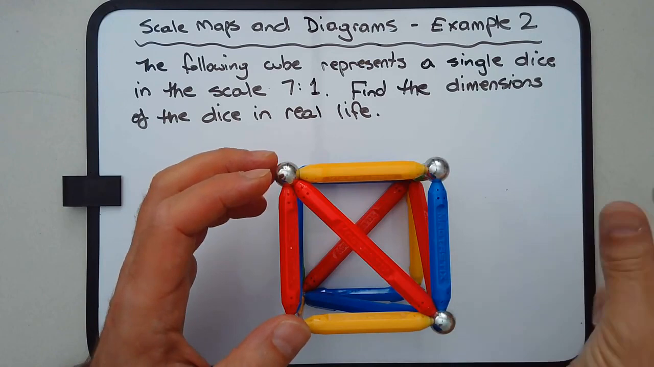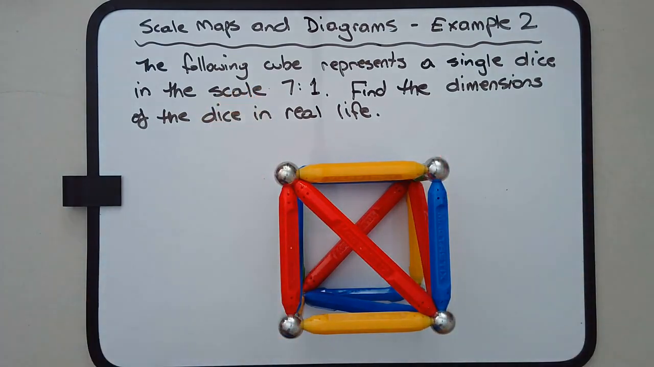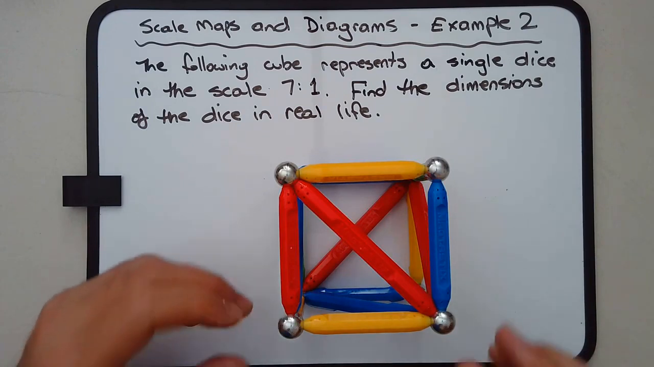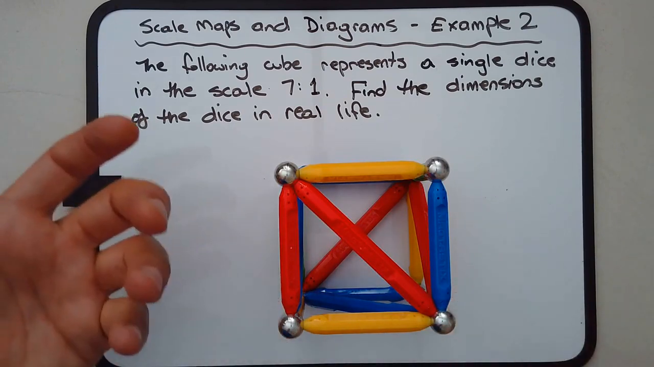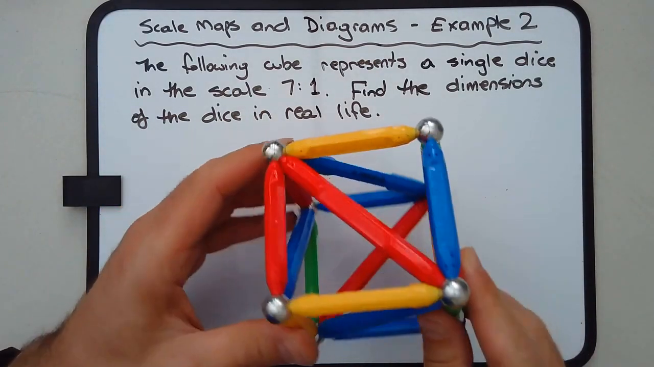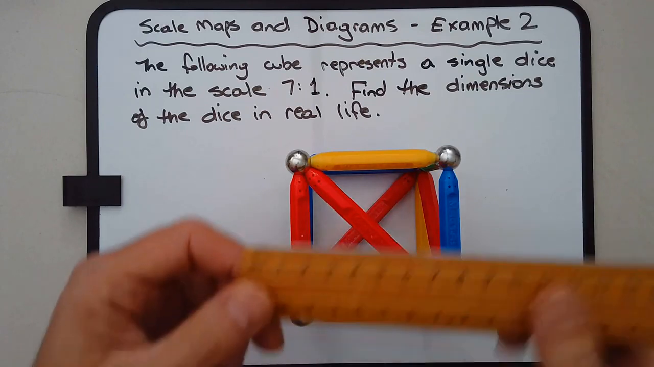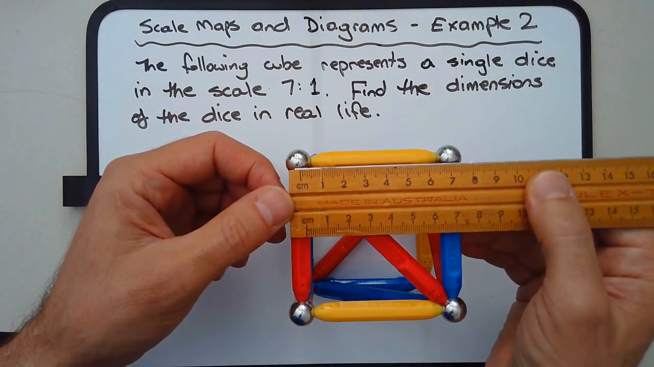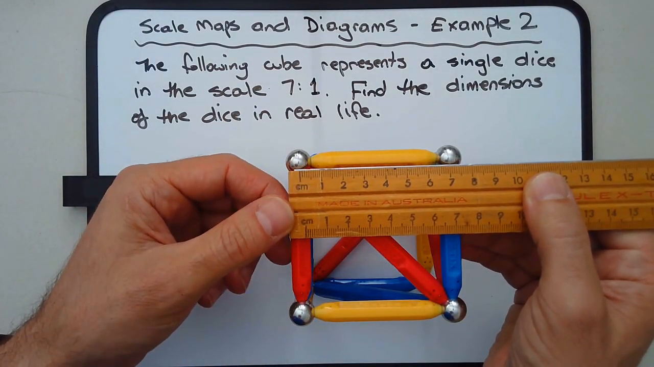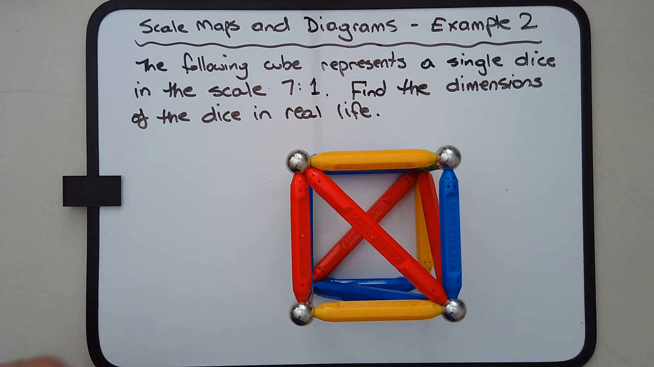Okay, so the actual object we're looking at really is quite small, but this is just a larger model of something that's actually miniature. Find the dimensions of the dice in real life. So what we'll do is we'll obviously need to measure the dimensions of this object, of these dice. Again, use a ruler, and we're just going to estimate it. So it's around 7 centimeters. Being a cube, obviously all the dimensions are identical.